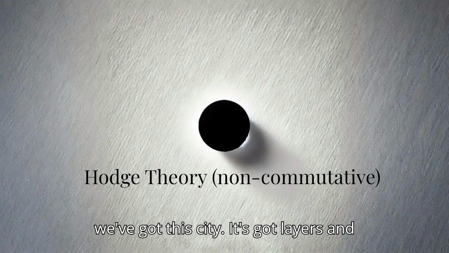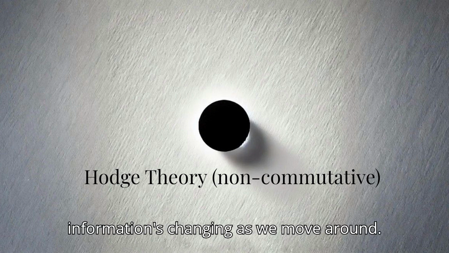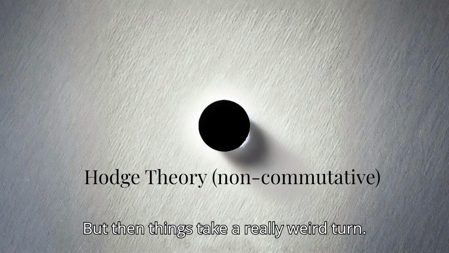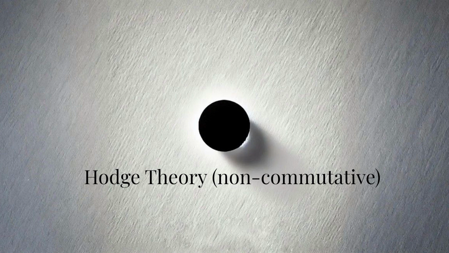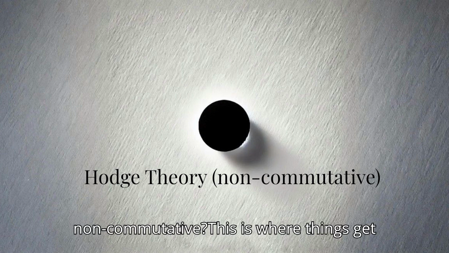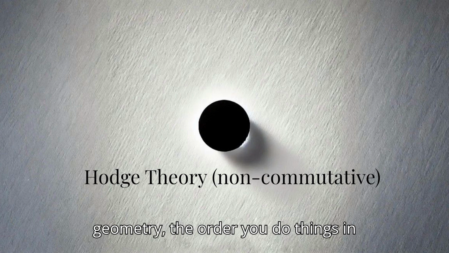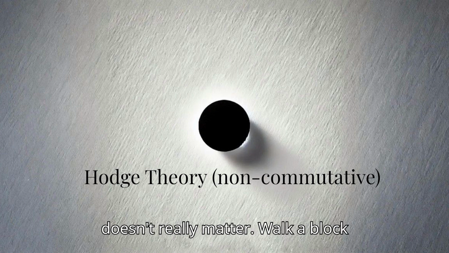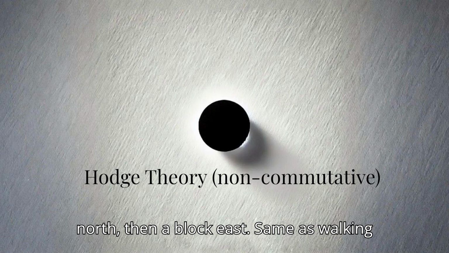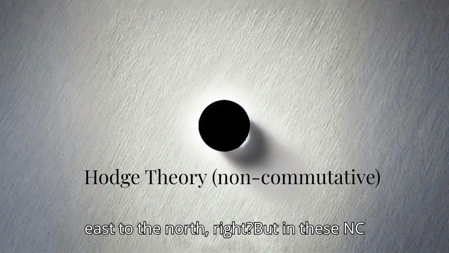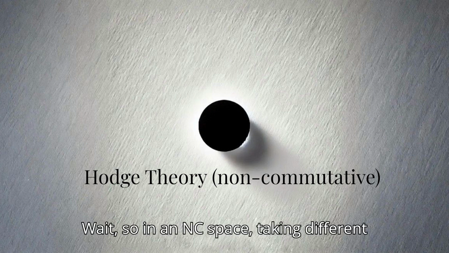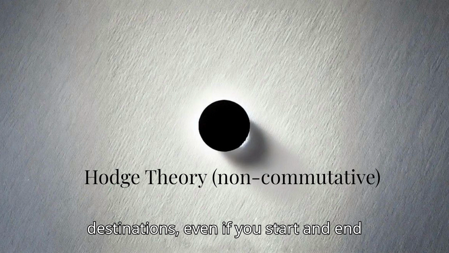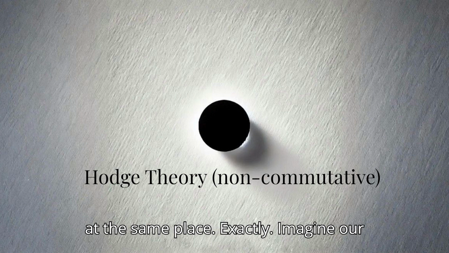Okay, we've got this city. It's got layers and layers of information, and that information's changing as we move around. But then things take a really weird turn. We hit non-commutative spaces, NC spaces. What makes a space non-commutative? This is where things get a little mind-bending. See, in normal geometry, the order you do things in doesn't really matter. Walk a block north, then a block east, same as walking east then north, right? But in these NC spaces, that's not necessarily true. Wait, so in an NC space, taking different routes could lead to different destinations, even if you start and end at the same place? Exactly.